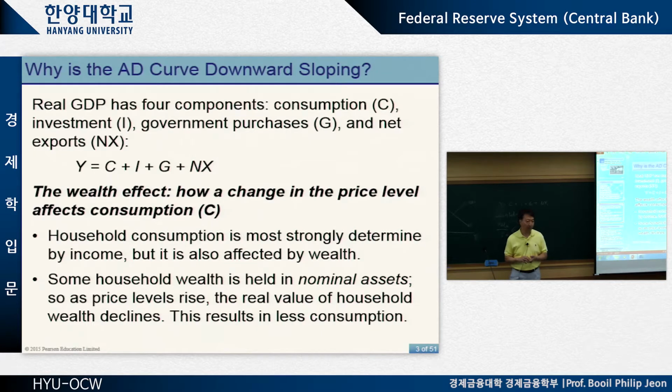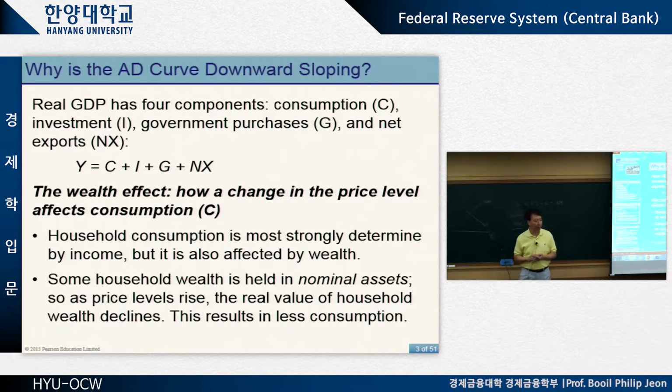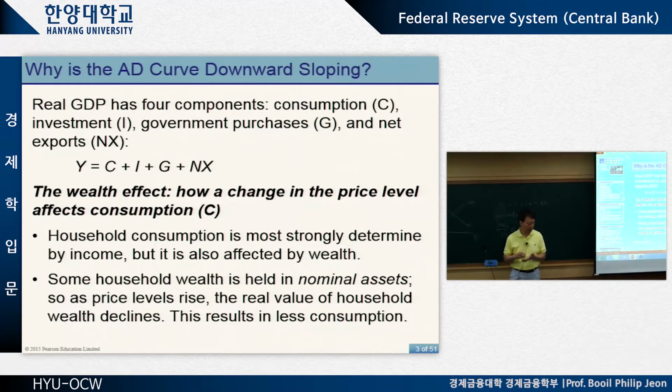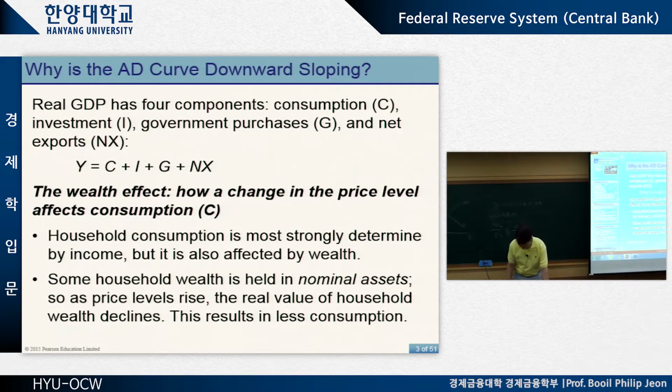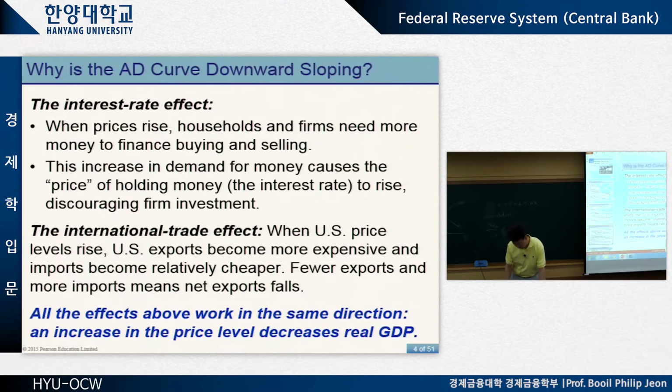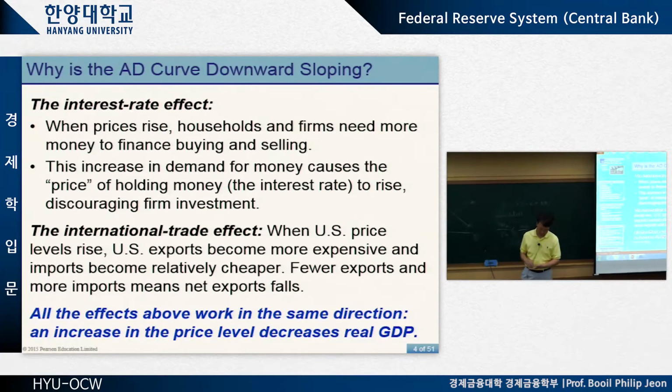So the wealth effect means a higher price level makes everybody relatively poor, right? So the demand for consumption will go down. The amount of goods and services that households can demand, or can afford, will decrease. That's the first reason. The second reason is the interest rate.